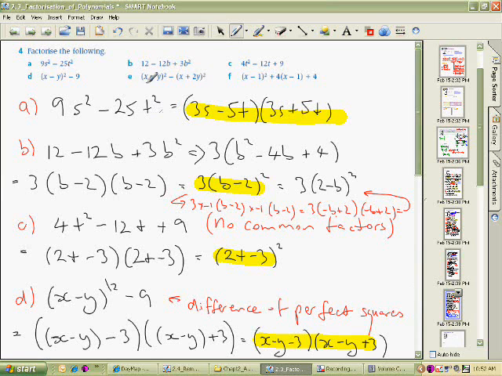Same story. They're just getting more complicated in their appearance, but it really is the same type of situation here. Something squared minus something else squared: the 9s squared gives you 3s. This here gives you 5t. That's it. And it's just difference of 2 squares.